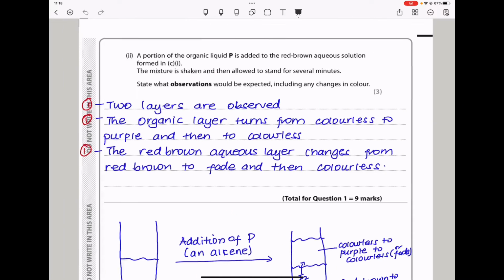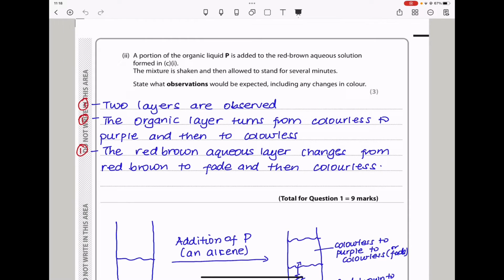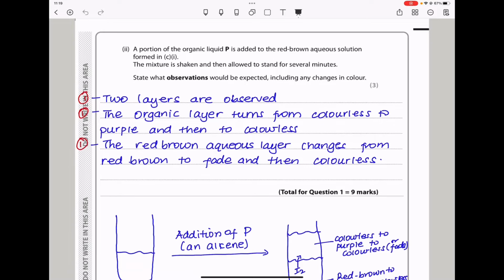Moving on. A portion of the organic liquid P is added to the red-brown aqueous solution formed in C1. The mixture is shaken and then allowed to stand for several minutes. State what observation would be expected, including any changes in color. Remember we had an alkene.